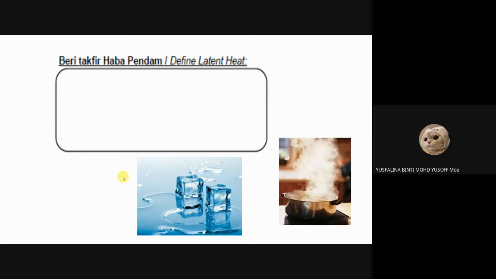So you are clear, right? Latent heat means there is no increase of temperature. All the energy is used to break up the bond. Also, there will be only a change of phase there, which means there is no increase in kinetic energy.